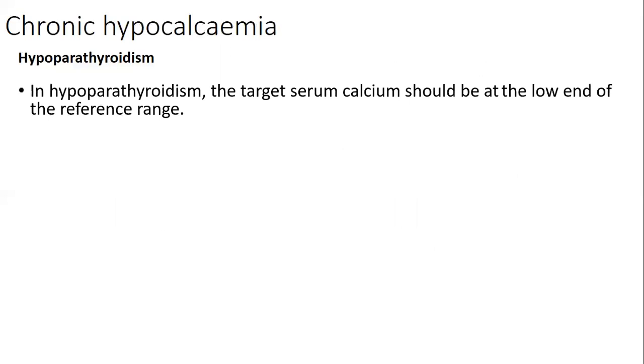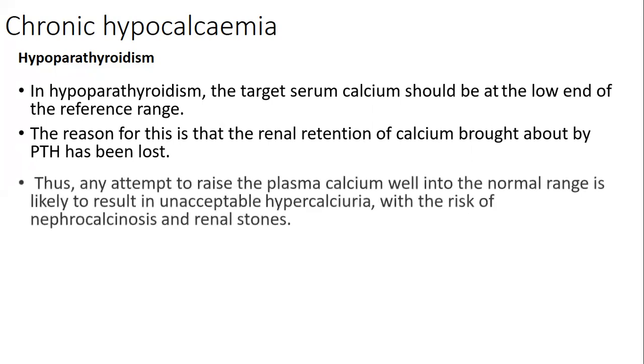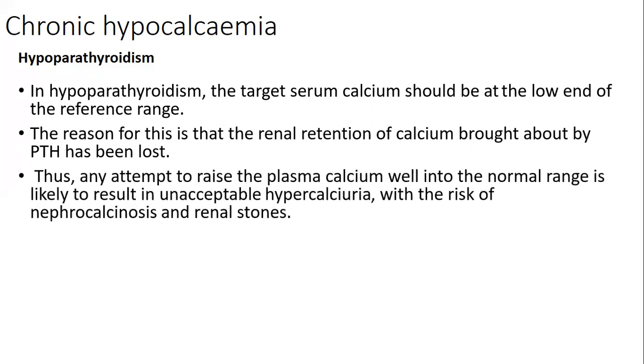And chronic hypocalcemia. In case of hypoparathyroidism, the target serum calcium should be at the lower end of the reference range. The reason for this is that the renal retention of the calcium brought about by the PTH has been lost. Thus, any attempt to raise the plasma calcium well into the normal range is likely to result in unacceptable hypercalciuria with the risk of nephrocalcinosis and renal stones.